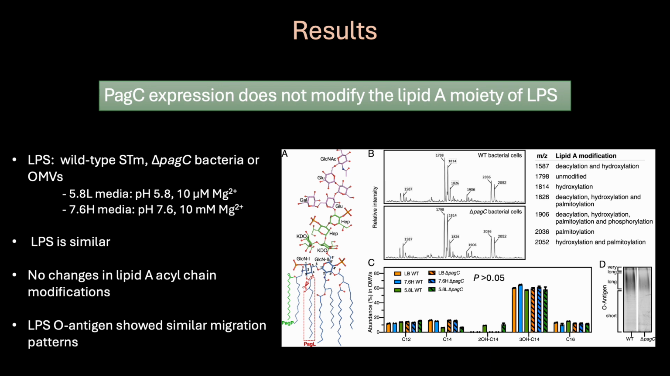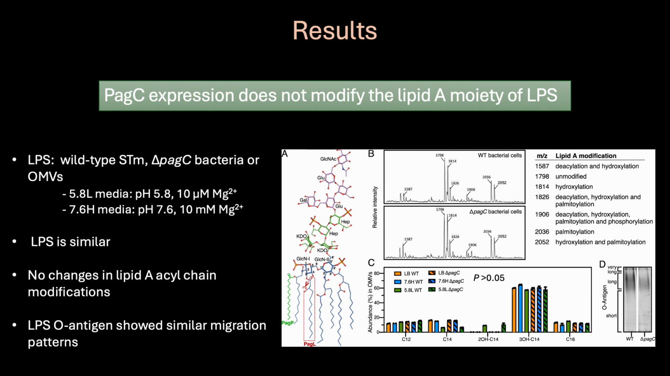Since outer membrane vesicle formation is linked to LPS remodeling, they wanted to examine whether PagC chemically modifies STM-LPS. To do this, LPS was purified from wild-type STM and PagC deletion mutant bacteria, or OMVs, that were grown in either PhoPQ-inducing conditions, which is the 5.8 L media, containing a pH of 5.8 and 10 micromolars of magnesium, or non-PhoPQ-inducing conditions, which is the 7.6 H media, containing a pH of 7.6 and 10 millimolars of magnesium.